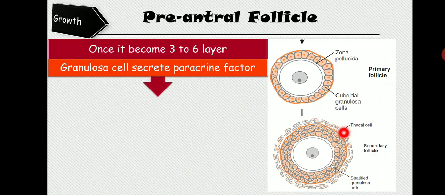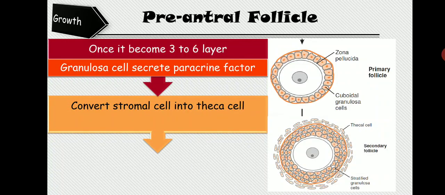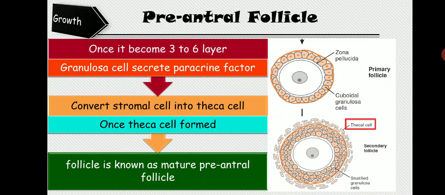So you can see that very near to the secondary follicle, very near to this cuboidal epithelium, there is a stromal cell. Once the paracrine factor is released, it converts the nearby stromal cell into the theca cell, and it makes a theca cell over here. What is a theca cell? Theca cell is nothing but a stromal layer that surrounds the follicular wall. Once the granulosa cell becomes 3 to 6 layers, it is capable of secreting the paracrine factor, which eventually converts the surrounding stromal cell into the theca cell. Got it? This theca cell eventually surrounds the entire granulosa cell. So once the theca cell is formed, the follicle is known as a mature pre-antral follicle.